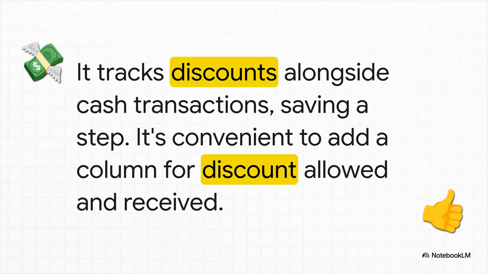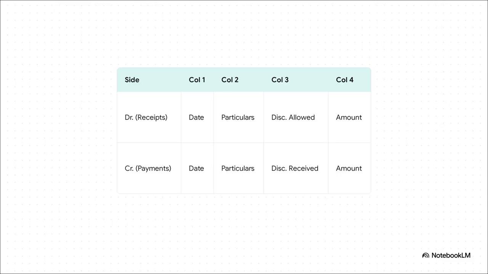It just streamlines everything. So here's what the new and improved layout looks like. On the receipts side, we pop in a column for discount allowed. That's the discount we give to our customers. And over on the payments side, we add a column for discount received. That's the discount our suppliers give to us. The cash part? That stays exactly the same.